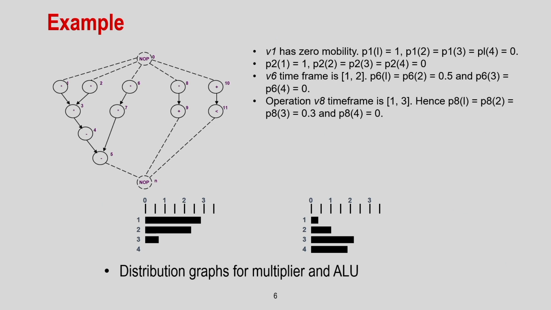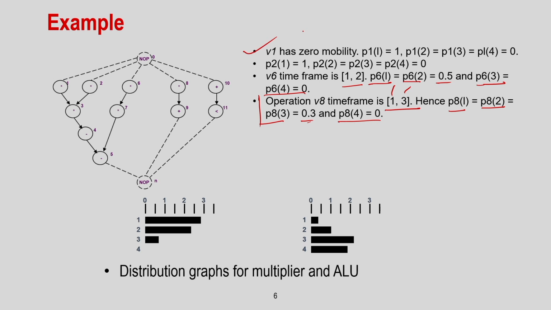So, let me complete this example, because we have already identified the probability of each operation in each timestamp. For example, if you take operation V8, the time frame is 1 to 3, right. This is the ASAP time and this is the ALAP time, hence it is basically 1 by 3, right. So, it can schedule in timestamp 1, 2 or 3, the probability is 0.33, and for timestamp 4 it is 0. If you take V6, the time frame is 1 to 2, so the probability of operation 6 in timestamp 1 or timestamp 2 is 0.5, and in timestamp 3 and 4 it is 0, right, because it cannot schedule in timestamp 3 and 4.